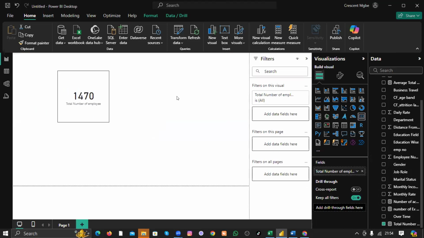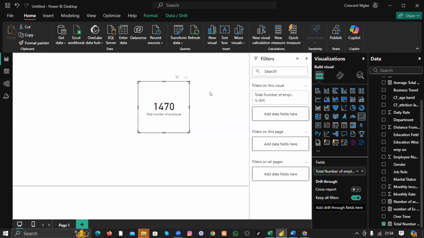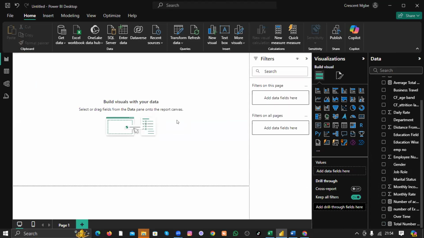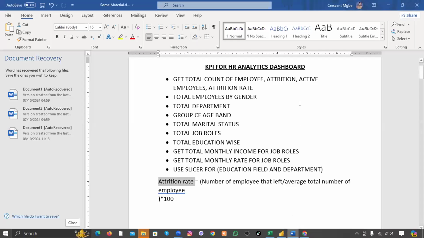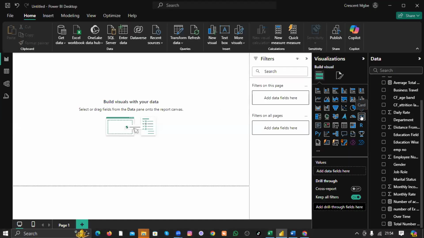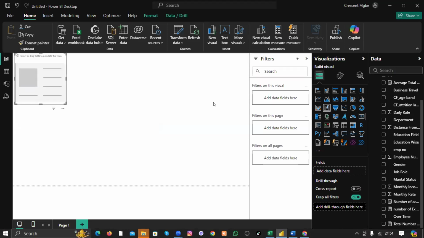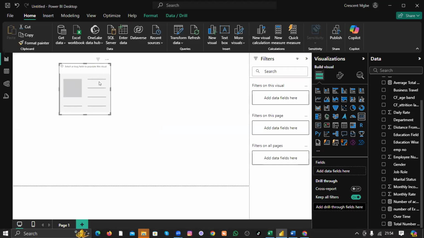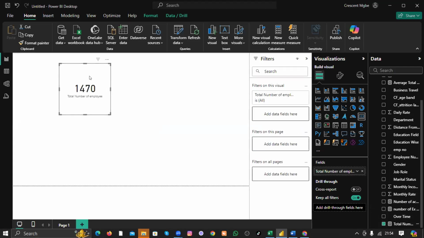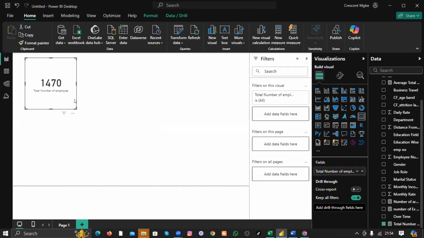Okay, let's start working on the KPI so that I will still touch on that. Number one, they say get the total number of employees. Then you come here, you use your card. You can use your card to get that total number of employees. You already have that. Good. We are done with that.